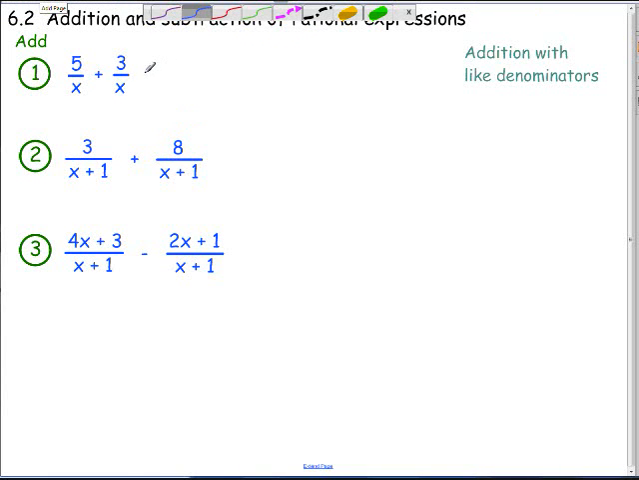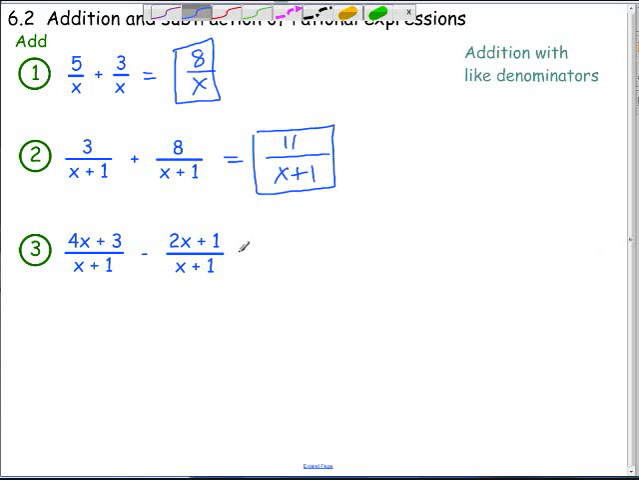So here we go. This one's easy enough. We're talking about two terms which are over x. So we can say this is 8 over x. Here we have two terms which have the same denominator, x plus 1. So it'll be 3 plus 8 or 11. Addition with like denominators is hardly a challenge.